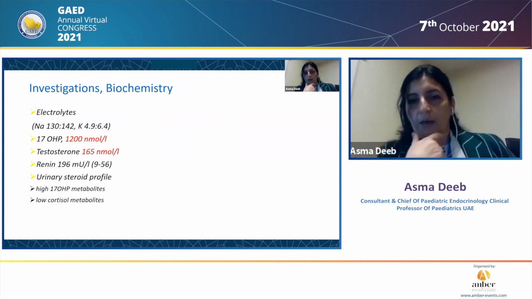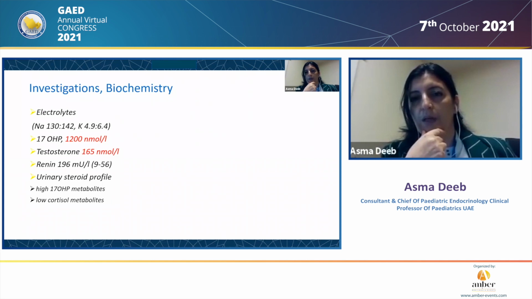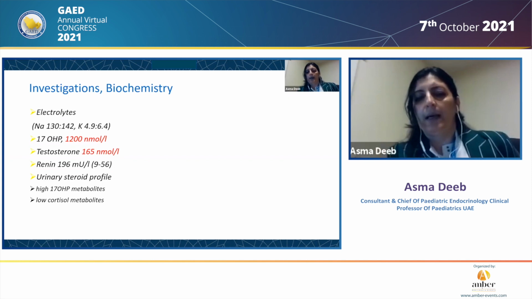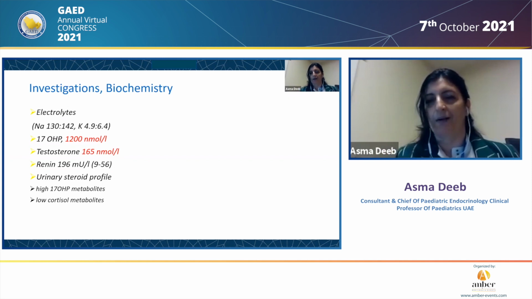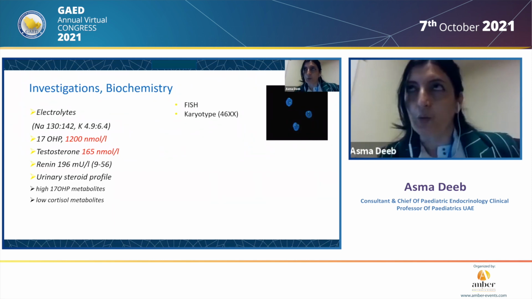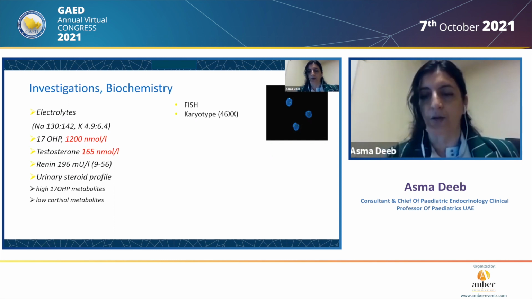When we look at the biochemistry of this particular child, you will notice that his 17-hydroxyprogesterone is extremely high. His testosterone and the renin are also high. Looking at the urinary steroid profile, as I flagged up in the slide, the 17-hydroxyprogesterone metabolites are very high, and conversely, the cortisol metabolites are low. And then the first thing that we think about is, what sort of karyotype does this baby have? Is it XX or XY?